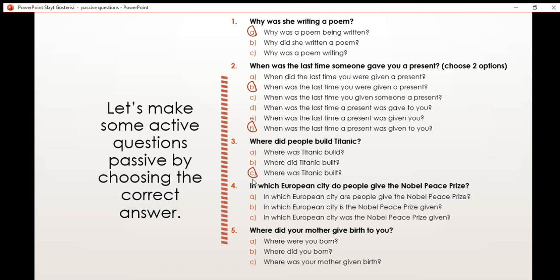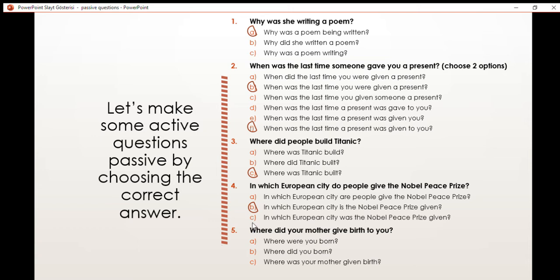In which European city do people give the Nobel Peace Prize? In which European city is the Nobel Peace Prize given? Now this time we only have one correct option, even though the verb is again give. It's give, just like the second question, but this time we only have one object, the Nobel Peace Prize. We don't have another object. We don't say people, or we don't say you.